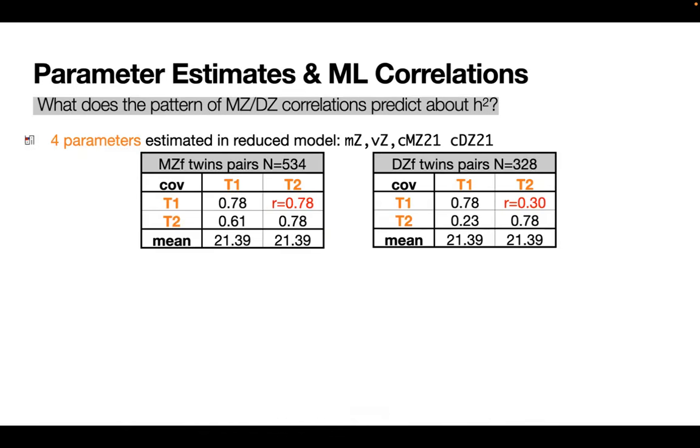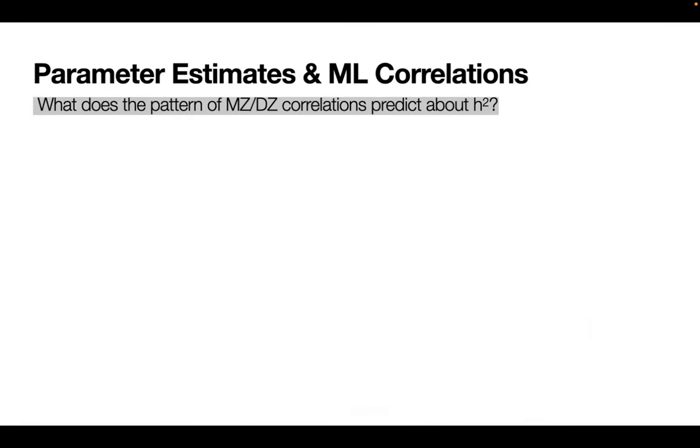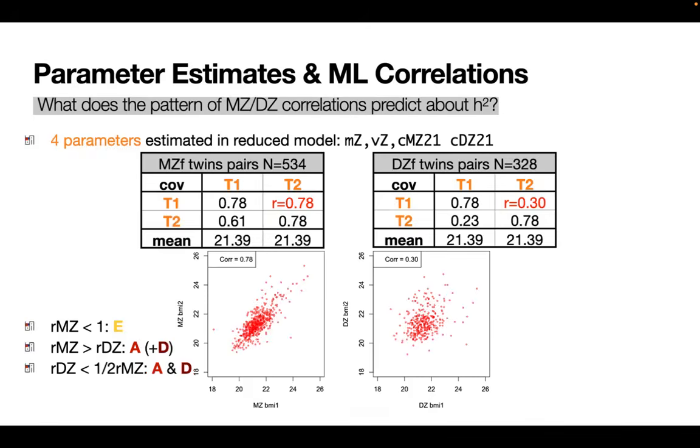So from these variance-covariance matrices, we then estimated the correlations, and we have an MZ correlation of 0.78 and a DZ correlation of 0.30. We've also presented them graphically here, and you see that the similarity for this trait is much higher in MZ twins than in DZ twins.